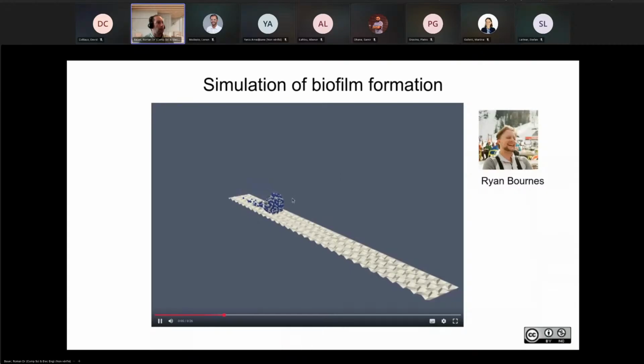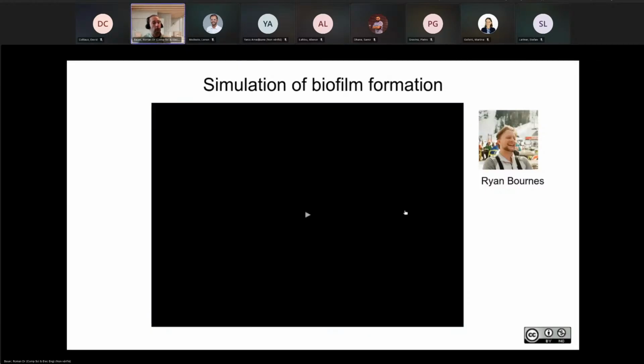There are two different types of agents here. There are the EPS that hold together biofilms, and then the bacteria, and you can see here that those really attach to the substrate in this simulation. And there's, of course, also a lot of potential here to compare with experimental data in order to optimize, for example, the substrate.